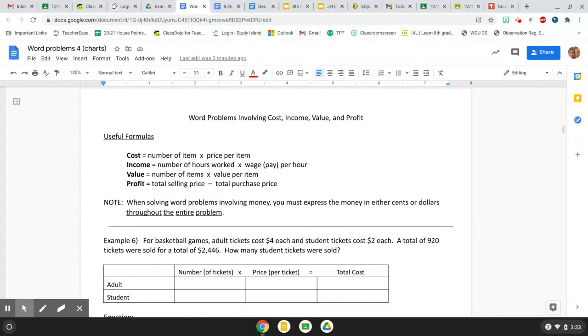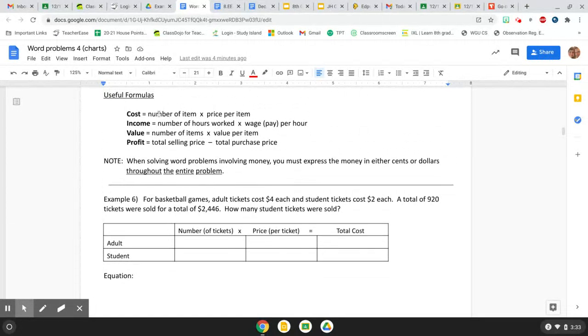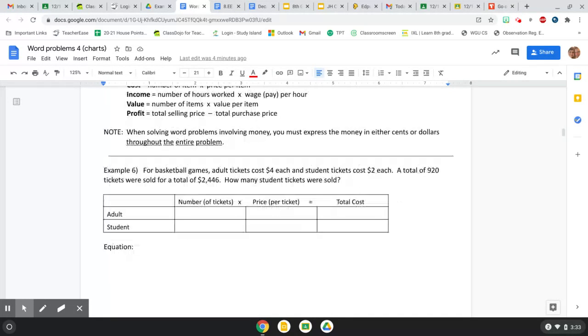6 through 9, sorry. So I'm going to show you two of them. You'll be responsible for completing the rest of the examples and then the first 3 on the practice. So we're not doing all of them all at once. So here we go. These are just some useful things to keep in mind. Make sure that when you're dealing with money, you're keeping it consistent. Keep it in either all cents or all dollars throughout the entire thing. I tend to keep mine in all dollars, and I'll show you what I mean in just a second.